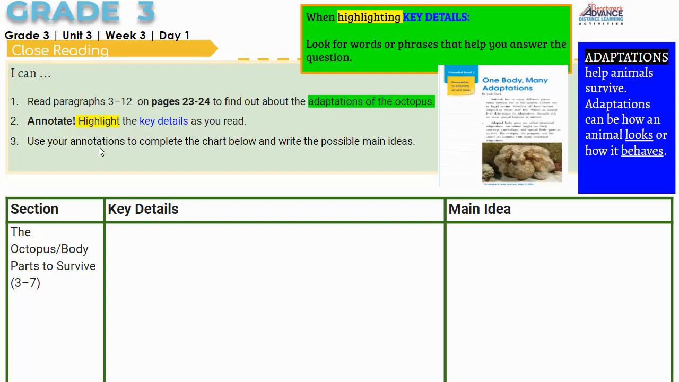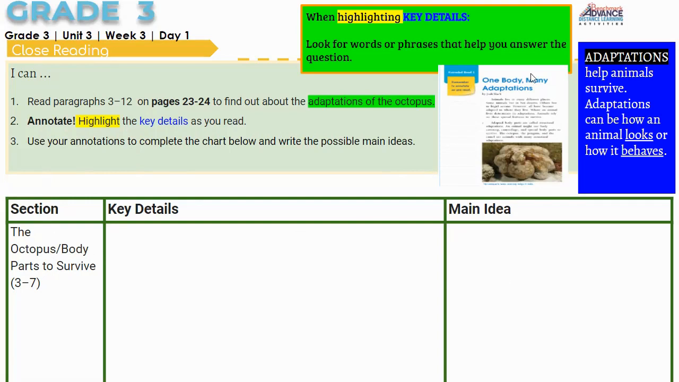Then we will use our annotations, or what we highlighted, to complete the chart below and write the possible main ideas. So here we have our chart. You can see the section that we are focusing on right now is the octopus body parts to survive, paragraphs 3 to 7. When we are done reading and highlighting our key details, we are going to transfer our key details into this middle section of our chart. And last, using our key details, we are going to write our main idea of this section. So what was this section mostly about?